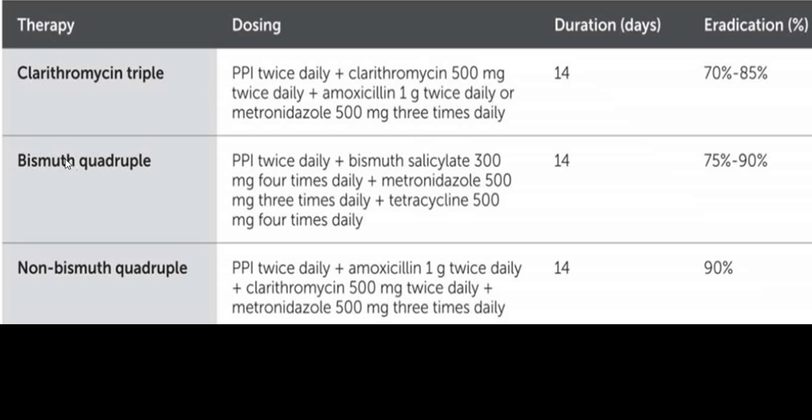So there is clarithromycin triple, bismuth quadruple and non-bismuth quadruple, where bismuth is replaced: proton pump inhibitor twice a day, amoxicillin, clarithromycin and metronidazole. So instead of bismuth, here amoxicillin is being utilized. Metronidazole remains the same, and instead of tetracycline, clarithromycin is used. So these are the different permutations and combinations. You can see the eradication in triple therapy is 70 to 85% of the time, in bismuth 75 to 90, and even in non-bismuth quadruple 90% eradication.